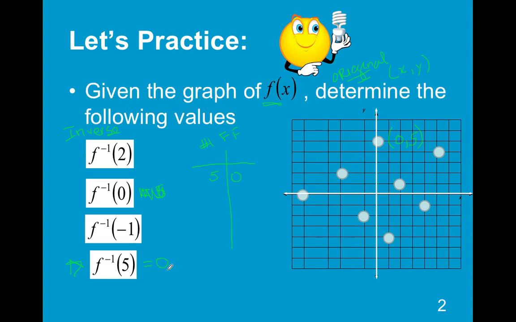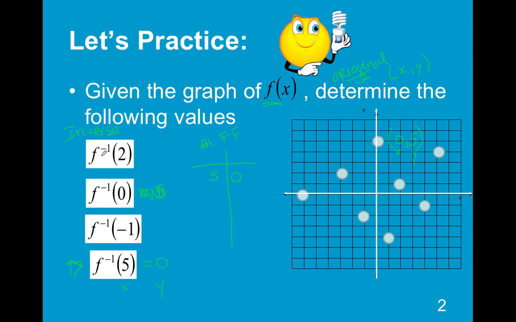And you know why you know that? Because of the number one fun fact of inverses. If you see 0, 5 on the original, then 5, 0 is on the inverse. So can you answer the rest then?